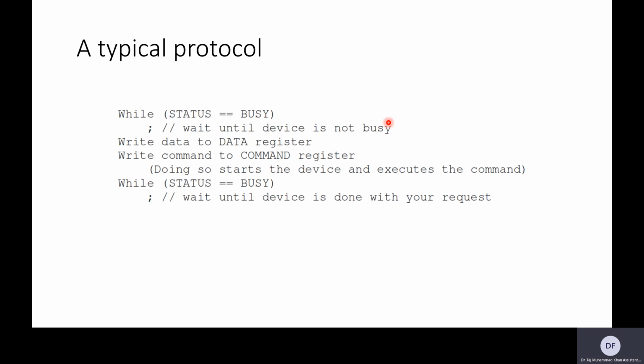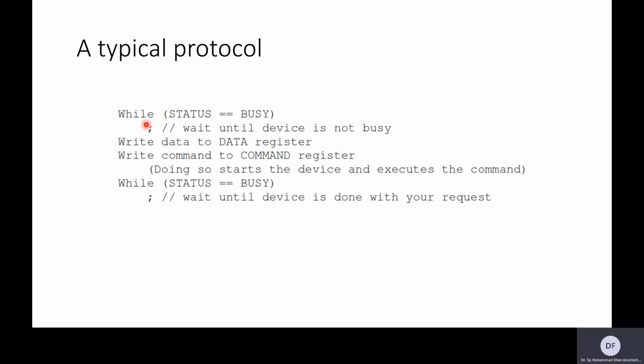So what's a typical protocol that a device uses to communicate with the CPU? A CPU is continuously checking the status of the device. While the device is busy, the status register tells the CPU that the device is busy. This means the device is already performing some work and it cannot accept any more commands right now. So while the status is busy, the CPU doesn't do anything. It just waits for the device to become free. Once the device is free, it will change its status and the status will no longer be busy.